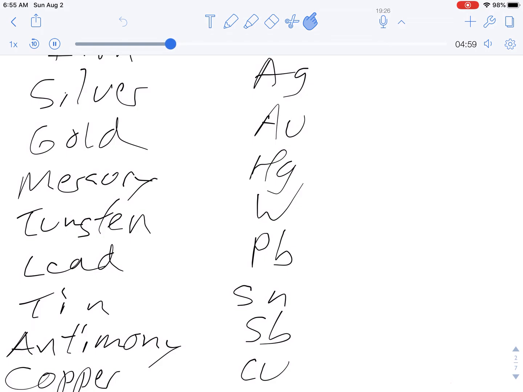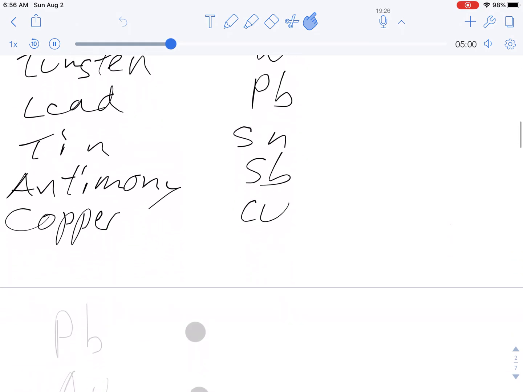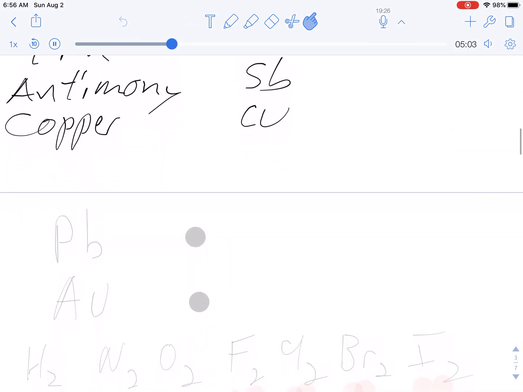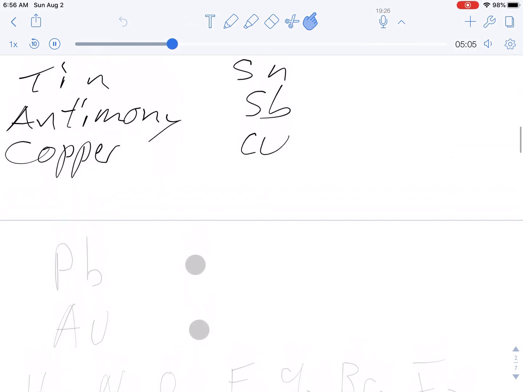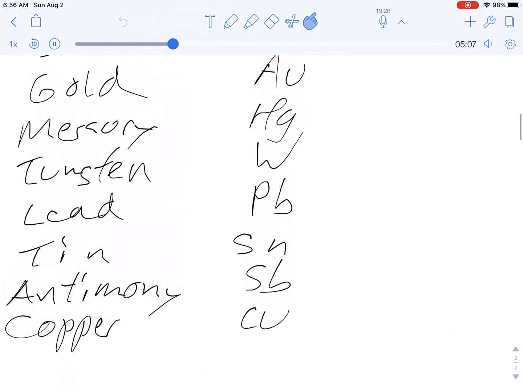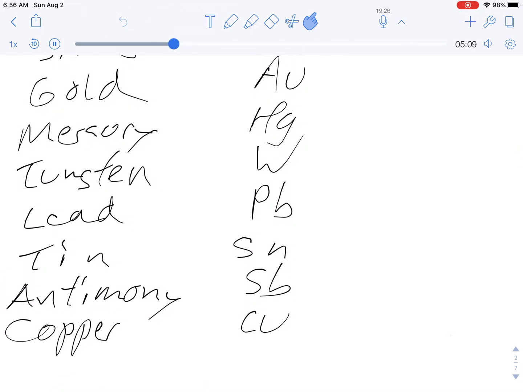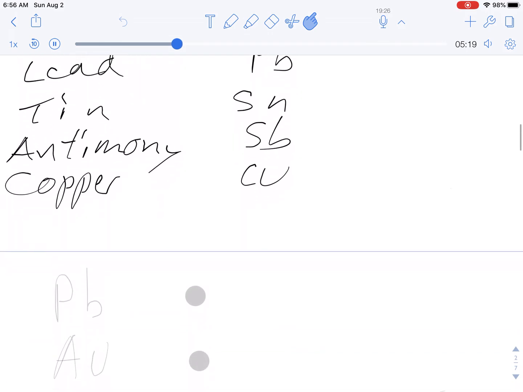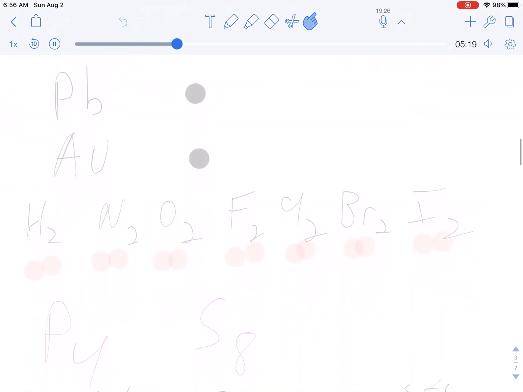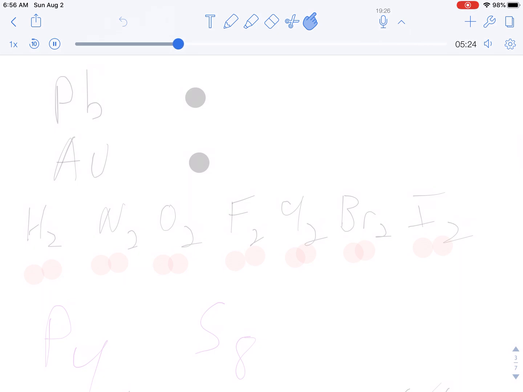So these elements go off of the old Latin name. Iron used to be called ferrum, silver, argentum, gold, aurum, mercury, hydrargyrum, tungsten, wolframite, lead, plumbum, tin, stannum, antimony, stibium, and copper, cuprum. But we don't use the old Latin names anymore, but we still use their symbols. Okay, so that also has to be memorized.